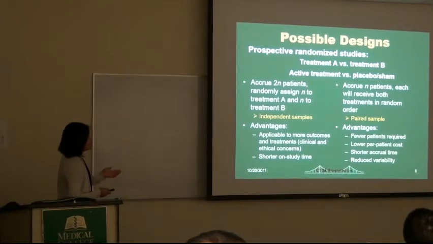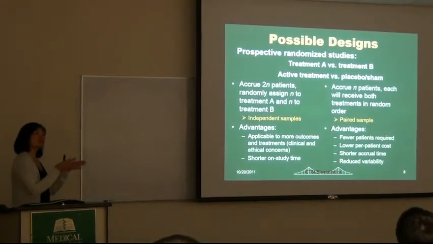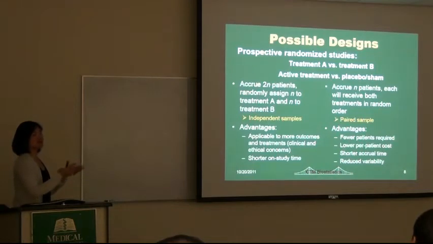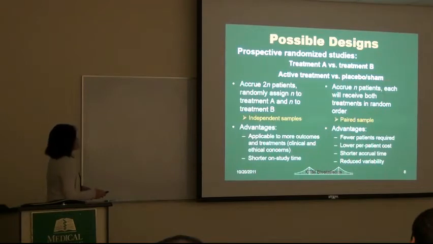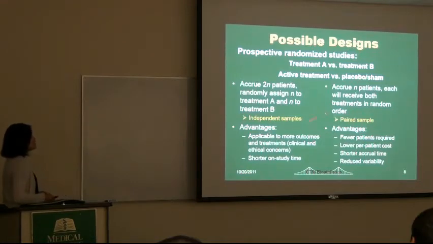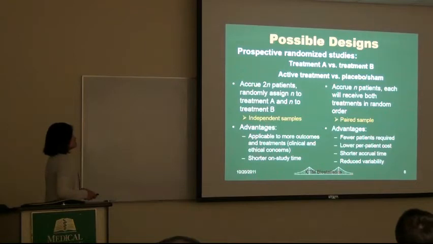An alternative design is to accrue N patients, and you assign both treatments to each patient, but you do it in random orders, so you don't have a systematic bias. If that's the design you use, then you will end up with pair samples. And the advantages of each design here, I only list advantages, but the advantages for one design are in contrast with the disadvantages of the other design. Both of these designs will have advantages and disadvantages. It's not that they just have advantages and no disadvantages.